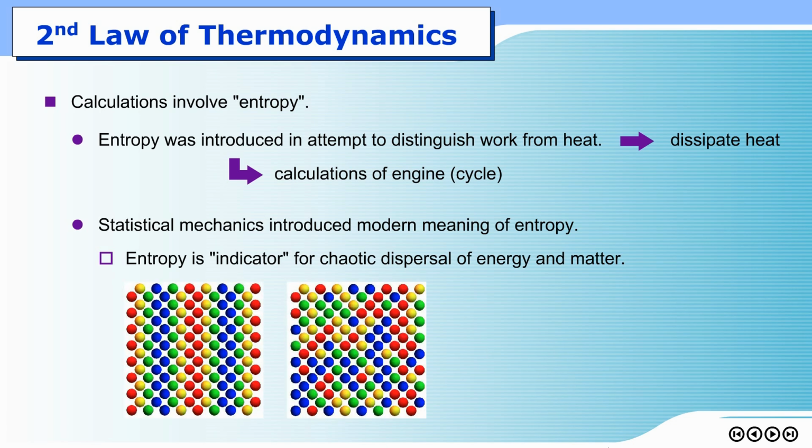Just like in this picture, if you have balls with different colors, red, green, blue, and yellow, and you put them onto the floor, it is very unlikely to get the picture on the left hand side. The picture on the left hand side has higher order or lower probability. The picture on the right hand side, on the other hand, has higher probability but lower order, or more disorder.